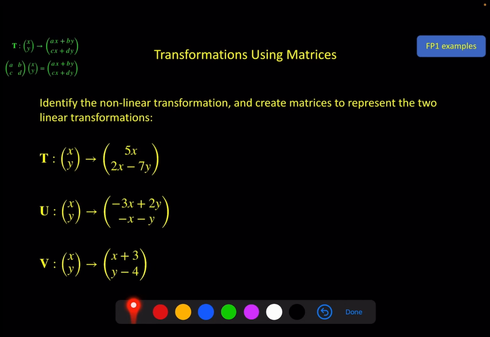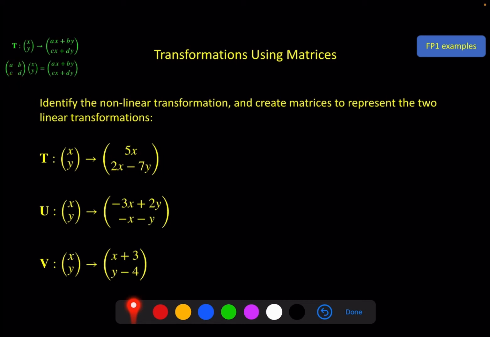Identify the non-linear transformation out of these three, and create matrices to represent the two linear transformations. So we've got to find the one that's non-linear and then create matrices for the other two. Now this is quite an easy question because of the connection up here. If you've got a transformation given by this and you want to find the matrix that represents that transformation, all you're doing is taking the coefficients of these 4 bits and putting them into a matrix.